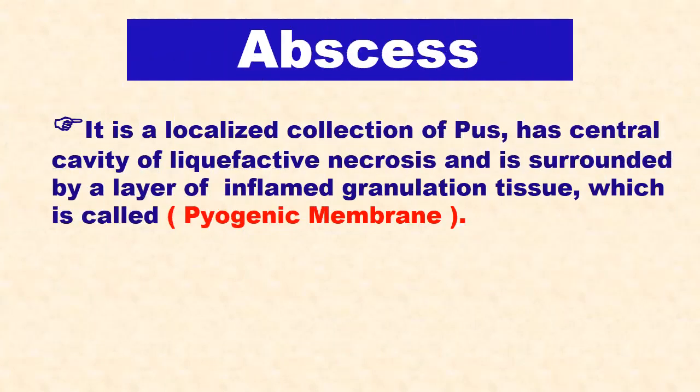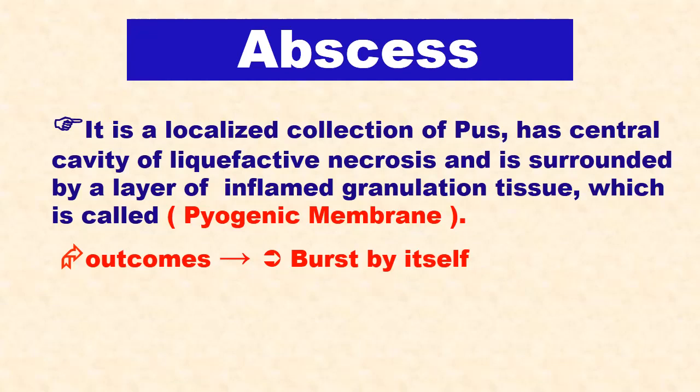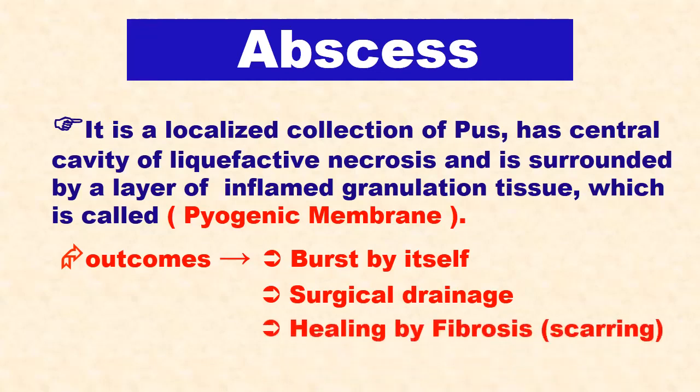Abscess is defined as a localized collection of pus, has a central cavity of liquefactive necrosis, and is surrounded by a layer of inflamed granulation tissue, which is called pyogenic membrane, consisting of proliferating fibroblasts and congested blood vessels. The outcomes of abscess are either bursting by itself, or surgical drainage, or healing by fibrosis and scarring, which is the usual outcome of the abscess.